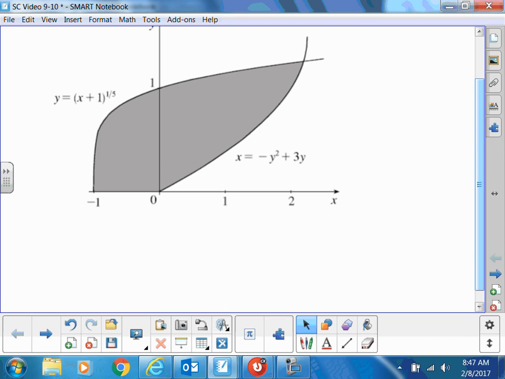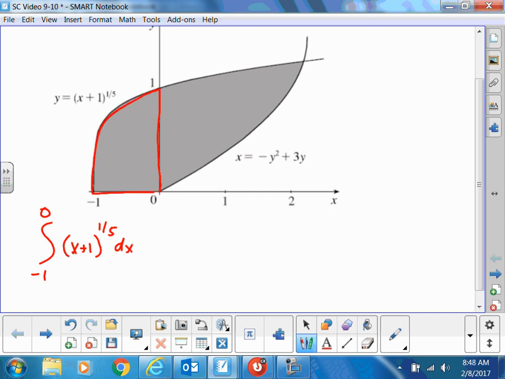Well, notice though, the y-axis kind of acts as a dividing line, where left of the y-axis, we really just have one curve where there's area underneath it and between the x-axis. So we can set that part up by just doing a simple integral from -1 to 0, and we can do it in terms of x because we're going top to bottom, so it'll just be (x plus 1) to the 1/5 dx. So that essentially took care of this whole area right there.